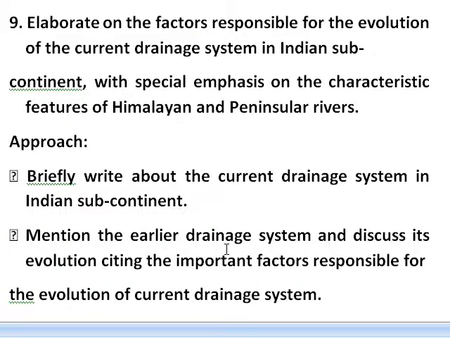Elaborate on the factors responsible for the evolution of the current drainage system in the Indian subcontinent, with special emphasis on the characteristic features of Himalayan and peninsular rivers. Approach: briefly write about the current drainage system in the Indian subcontinent, mention the earlier drainage system and discuss its evolution, citing the important factors responsible for evolution. Current drainage system.